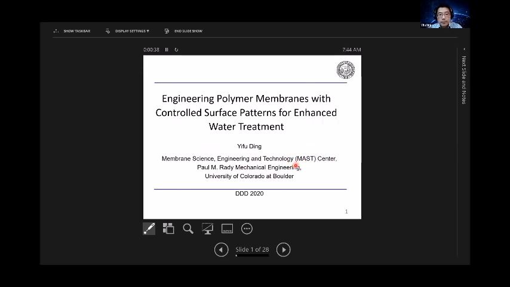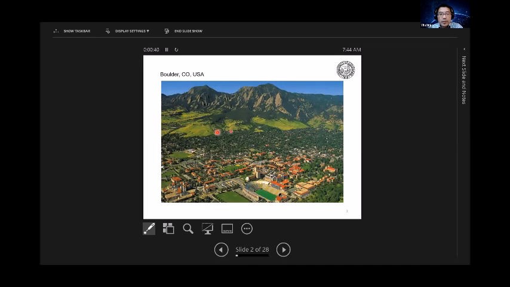Yeah, so this is a picture of where we are. We're at the foot of the Rocky Mountains, and even though this is probably somewhere in spring and it looks pretty green, the Boulder-Denver area is actually kind of like a desert, so it fits in the theme of the conference reasonably well.